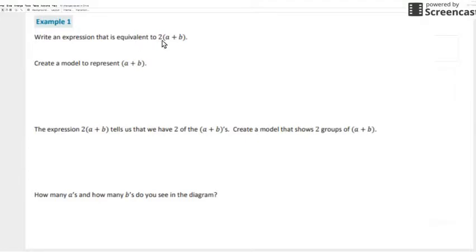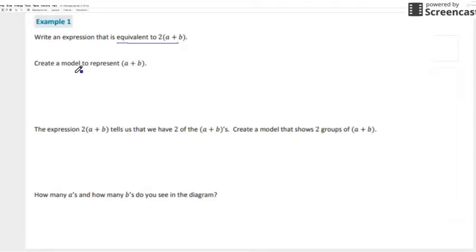All right, so now if we come over here, it says write an expression that's equivalent to 2(a+b). So this is 2 times (a+b). Well, we're going to go through this using models. We can go step by step using models on how we come up with this answer, how we come up with an equivalent expression to this. So all the work that we're going to do here in example 1 is going to come up with an equivalent expression to 2(a+b).